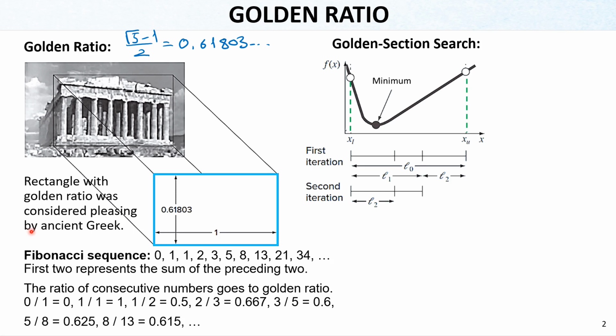And that's why, for example, in the ancient Greek, because it is considered pleasing, a rectangle with golden ratio was used. You can see the longer edge is 1 and the shorter is just this golden ratio, 0.61803. And these Greek constructions were made based on this golden ratio to have a pleasing view. And it comes also from the Fibonacci sequence.